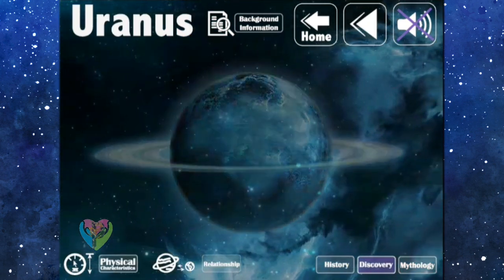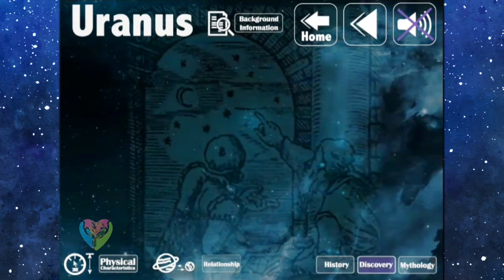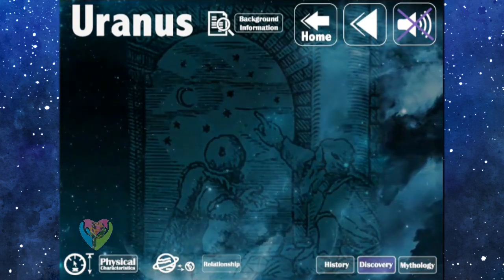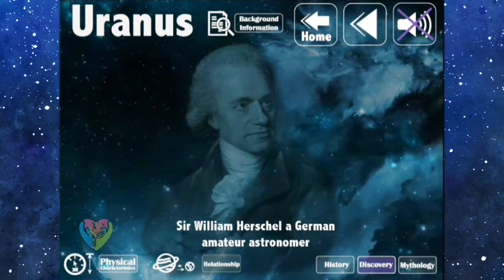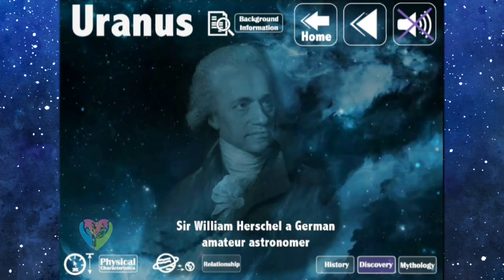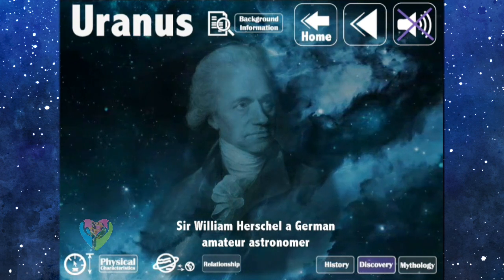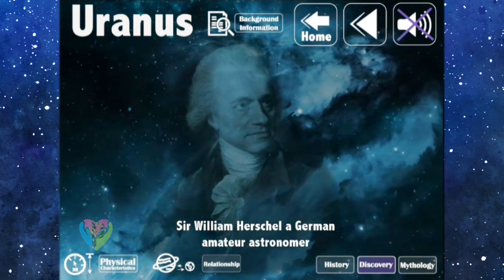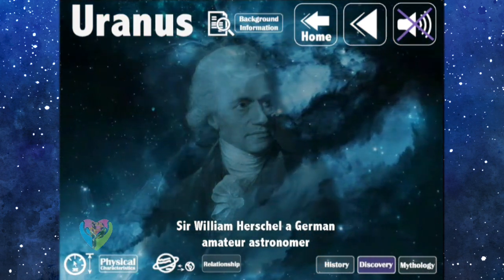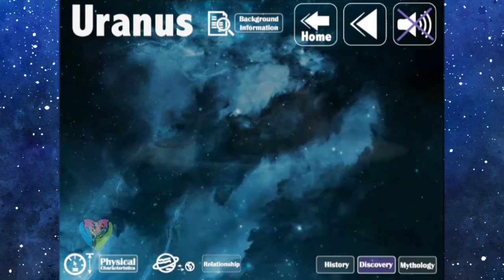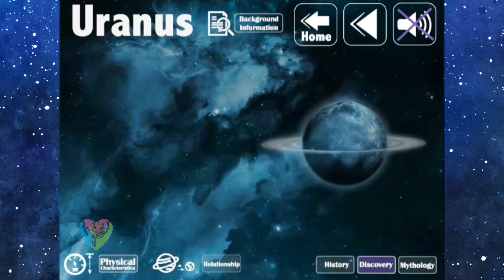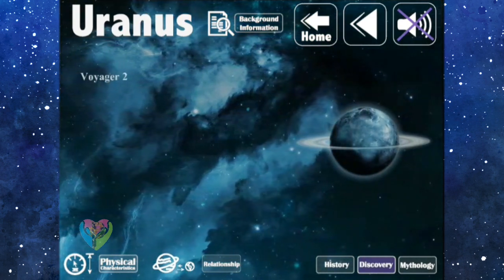Discovery. As Uranus cannot be seen with the naked eye, it was not known in ancient times. Sir William Herschel, a German amateur astronomer, used a telescope with a diameter of 16 centimeters and accidentally discovered Uranus on 13th March 1781. He found Uranus as a flickering point that moved along the Gemini constellation because Uranus is so far away from the Earth.